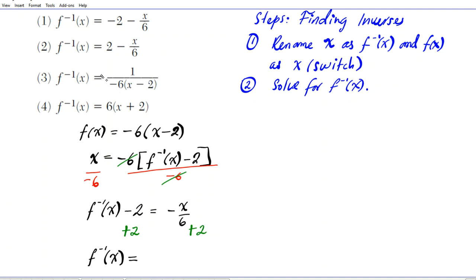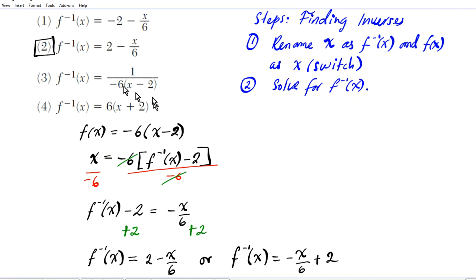negative x over 6 plus 2, or 2 minus x over 6. If you look at the options that we have here, the 2's come first. So we're going to have 2 first, minus x over 6. This is one way you can write it, or you can also write it as f inverse of x equals negative x over 6 plus 2. Alright, so this format right here is consistent with option number 2, which is the answer to question 21.